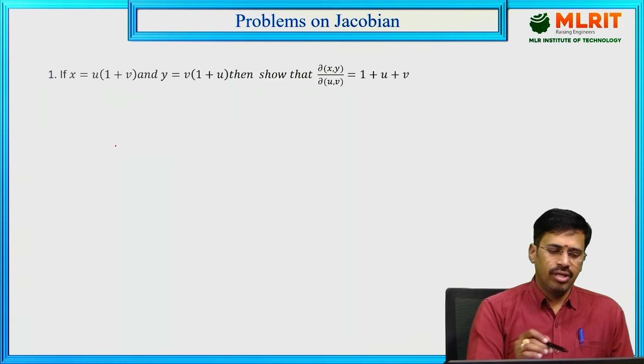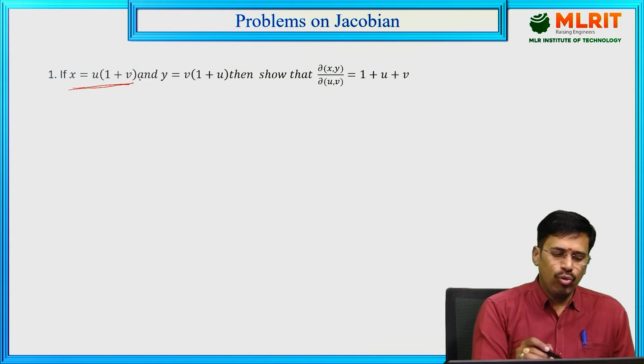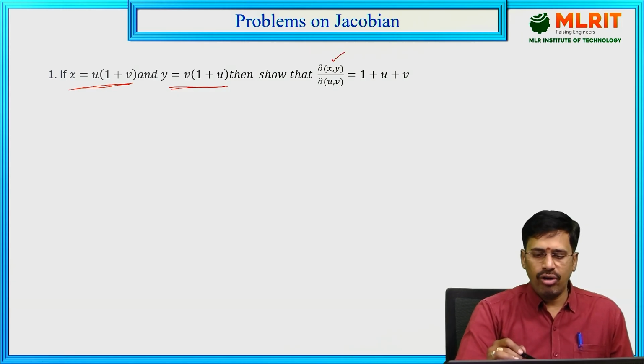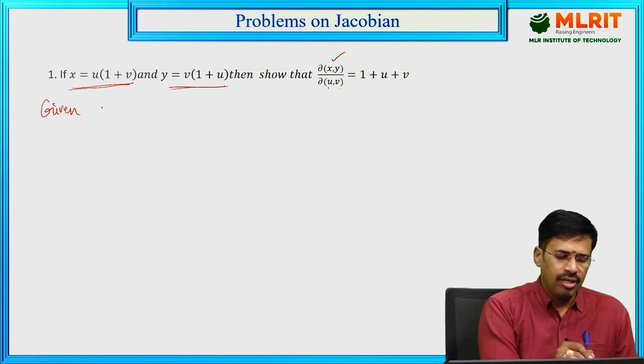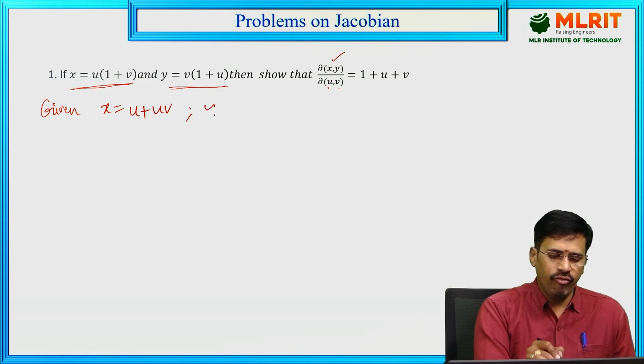Next, let us see one problem on it. x is equal to u into 1 plus v and y is equal to v into 1 plus u. Then show that the Jacobian of x comma y with respect to u comma v is 1 plus u plus v. First, let us write what is given. Given that x is equal to u plus uv, I am multiplying each and every term, and y is equal to v plus uv.